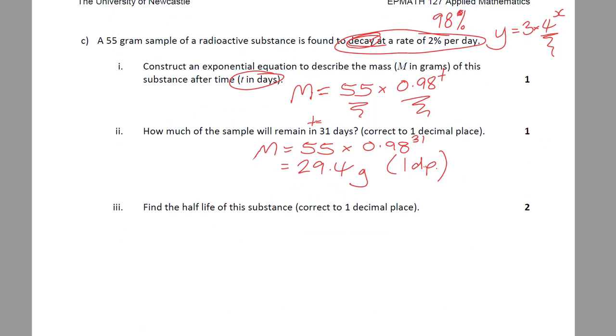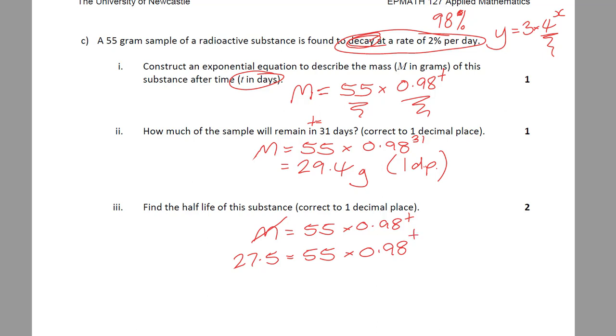Can't stop me. Find the half-life of this substance. The previous question was how long till it doubled? The rabbits went from 12 to 24. Well, that's okay for a growth one, but for a decay, it's got to be how long till it halves. Well, I know my equation was m equals 55 by 0.98 to the t. And if I just go to the calc, well, what is half of 55? It tells me it's 27.5. So I want to know the time, the unknown, for when the mass is 27.5.